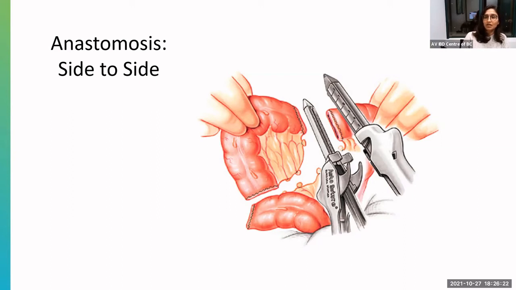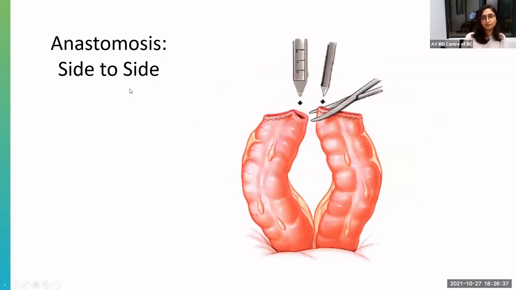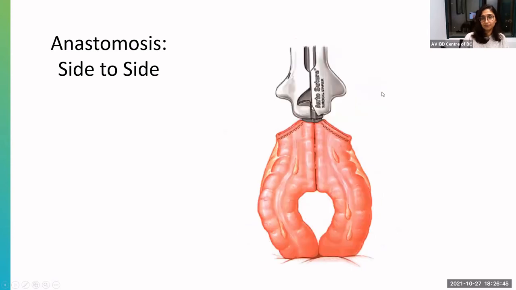This is a linear cutting stapler that's depicted here. We staple and divide the proximal and the distal end of the diseased segment of the bowel, and we divide the mesentery in between. So this portion is then removed. We take our two limbs of the bowel, cut the corners, and then we pass a stapler down each limb. And this stapler has 2 rows of staples and a blade.